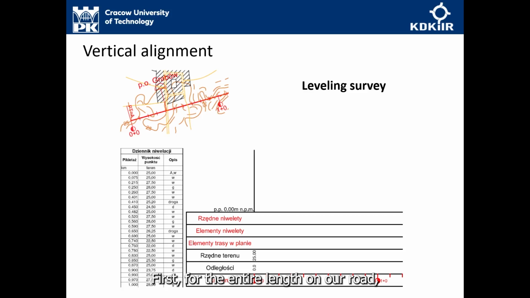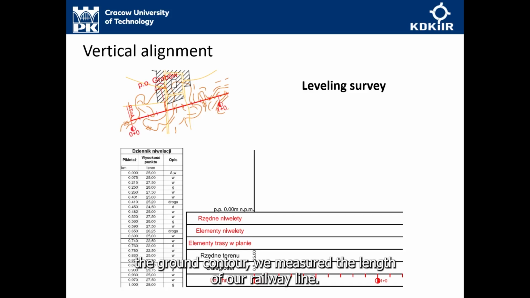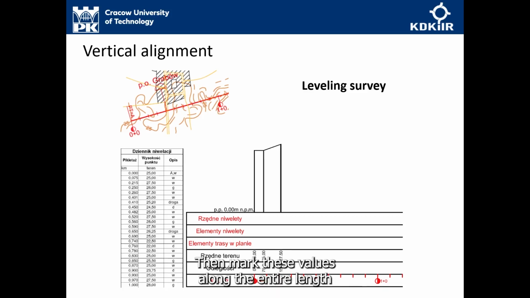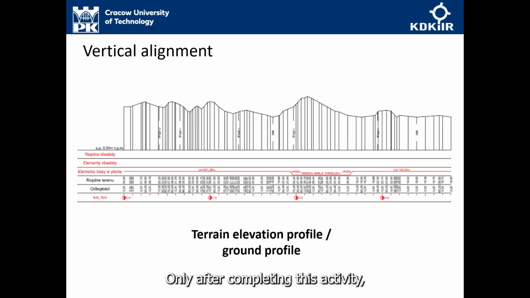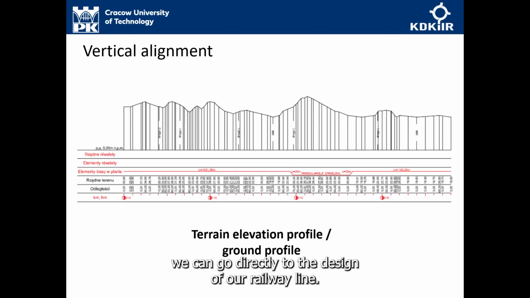First, for the entire length of our road, we perform a leveling survey. It consists in the fact that for each layer of the terrain, the ground contour, we measure the length of our railway line. Then we mark these values along the entire length of our railway line, creating the terrain elevation profile. Only after completing this activity, we can go directly to the design of our railway line, our vertical alignment.